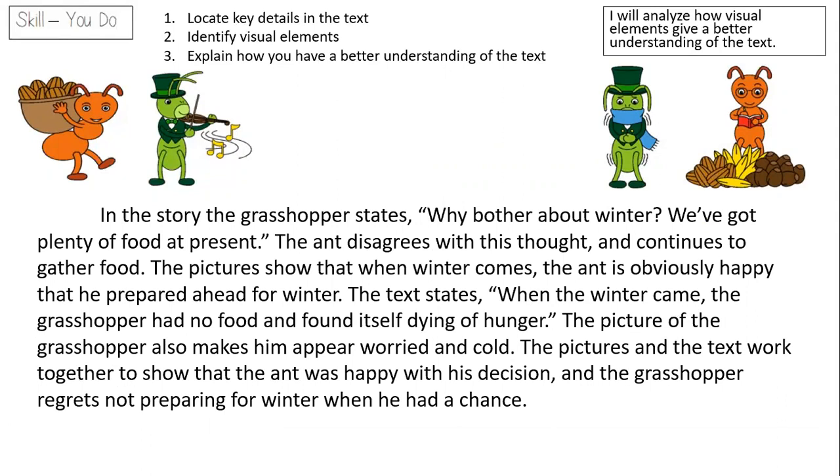So in the story, the grasshopper states, "Why bother about winter? We've got plenty of food at present." The ant disagrees with this thought and continues to gather food. The pictures show that when winter comes, the ant is obviously happy that he prepared ahead for winter. The text states, "When the winter came, the grasshopper had no food and found itself dying of hunger." The picture of the grasshopper also makes him appear worried and cold. The pictures and the text work together to show that the ant was happy with his decision and the grasshopper regrets not preparing for winter when he had the chance.